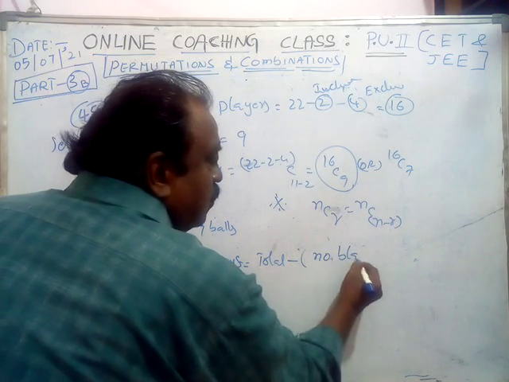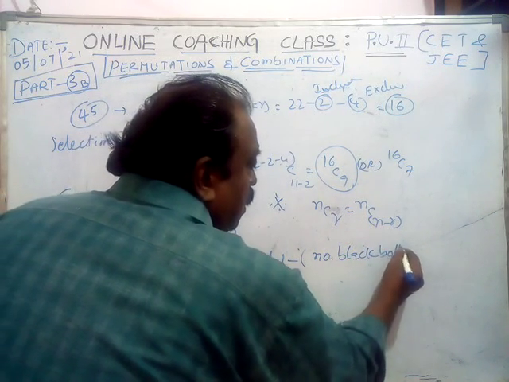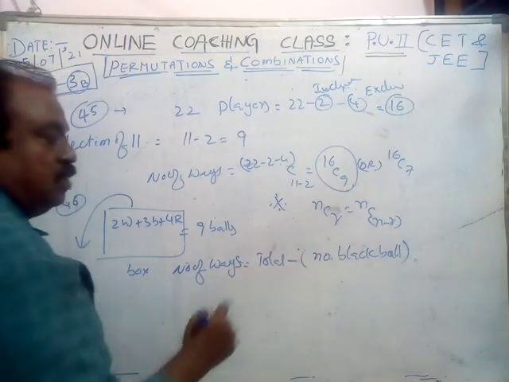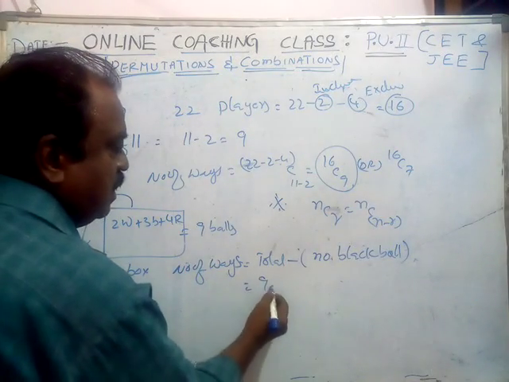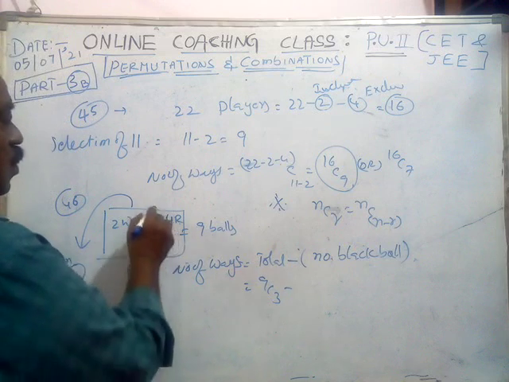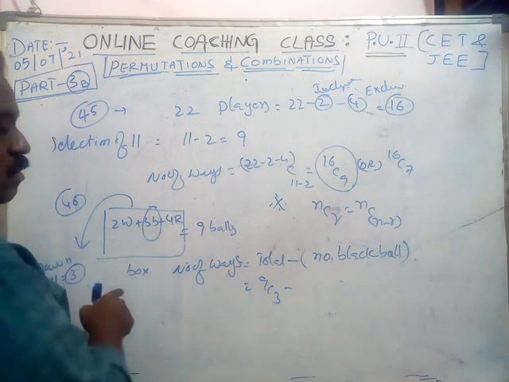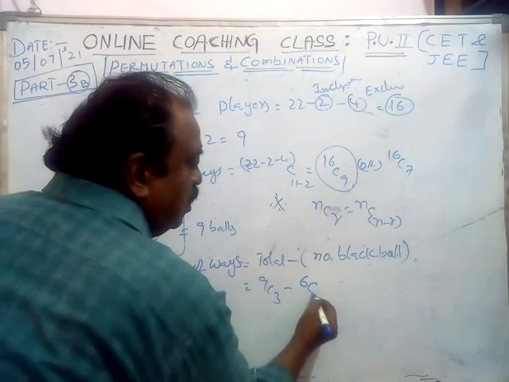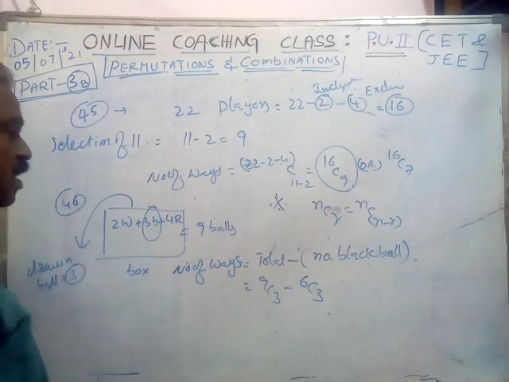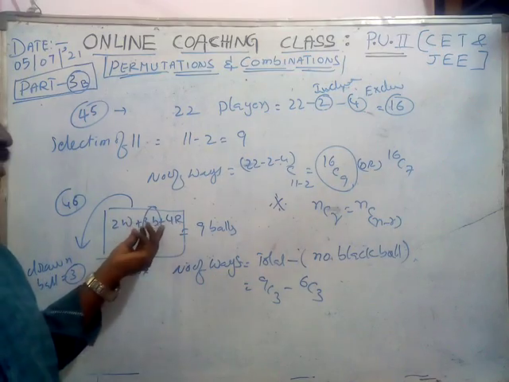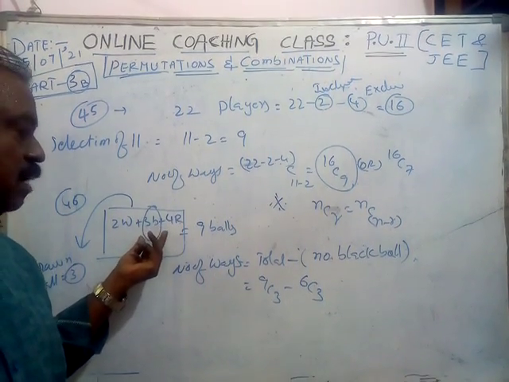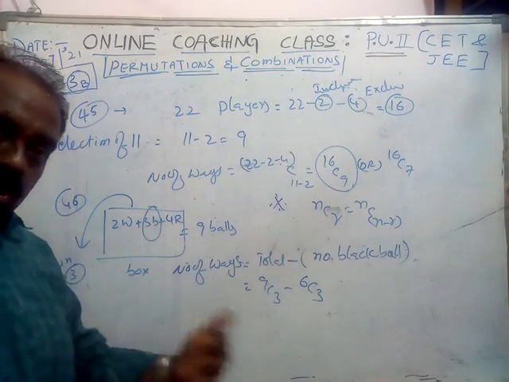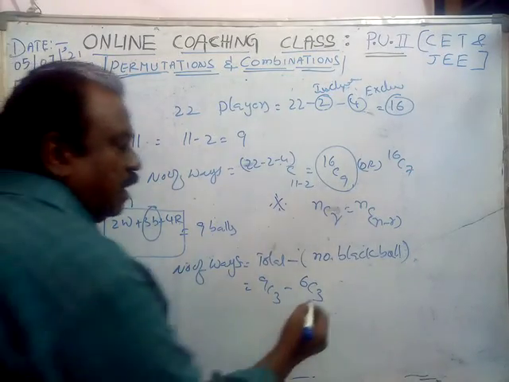No black ball. Okay? No black ball means 0 black balls. It is 9C3, right? Without a black ball means 3 black balls are there. So 2 white, 4 black. So 6 out of 6C3. Out of 6 balls, that means excluding 3 black balls, 6C3 we would subtract.